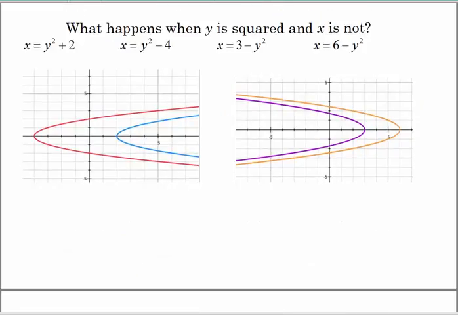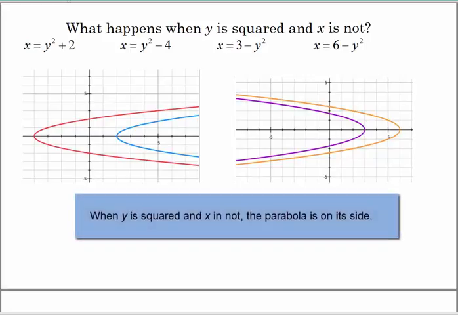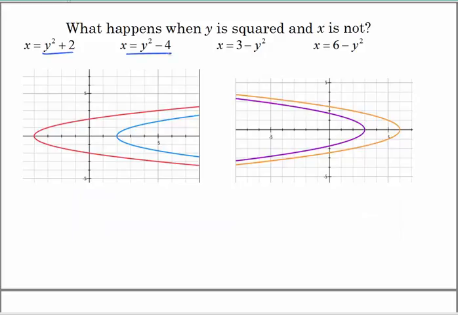All right, what happens when the y is squared and x is not? Well, we get a parabola, but it's on its side. So let's look at these. We have y squared plus 2, and we have y squared minus 4. Which color is which? The plus 2, the x is plus 2, that's the blue one, and the minus 4 is the red one. Now notice this time that we have the minus in front of the y squared, and that makes it go to the left. When the y squared is positive, it goes to the right. So let's see if we can match it up.